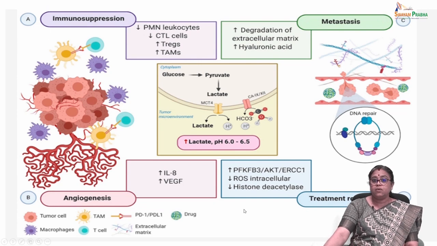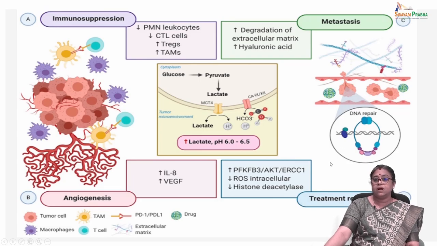Now, let us see how these promote treatment resistance. So, when you have decreased amount of ROS, decreased amount of HDAC, and then a lot of other changes which happen within the nucleus, which can alter the DNA repair mechanisms. That is, the cell's DNA repair capacity seems to go down, which can lead to more number of mutations. Therefore, the genomic instability within the tumor will also increase, leading to treatment resistance.